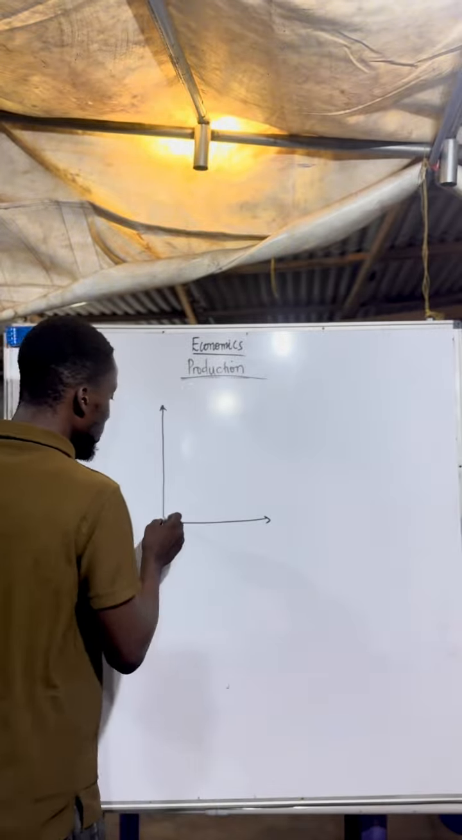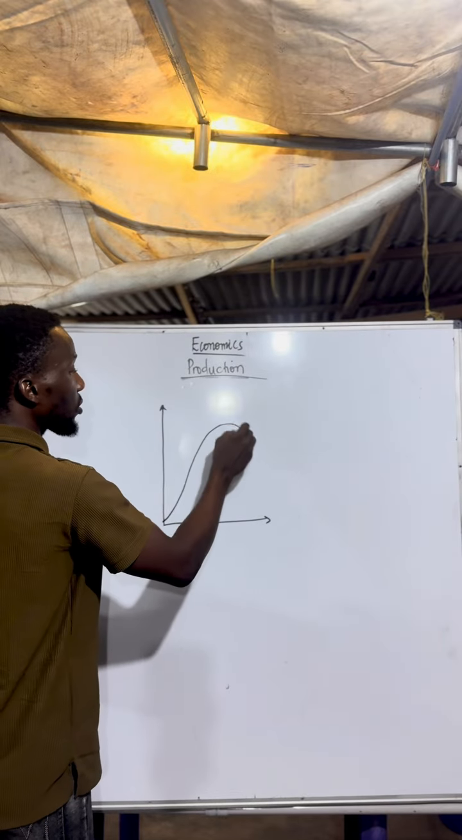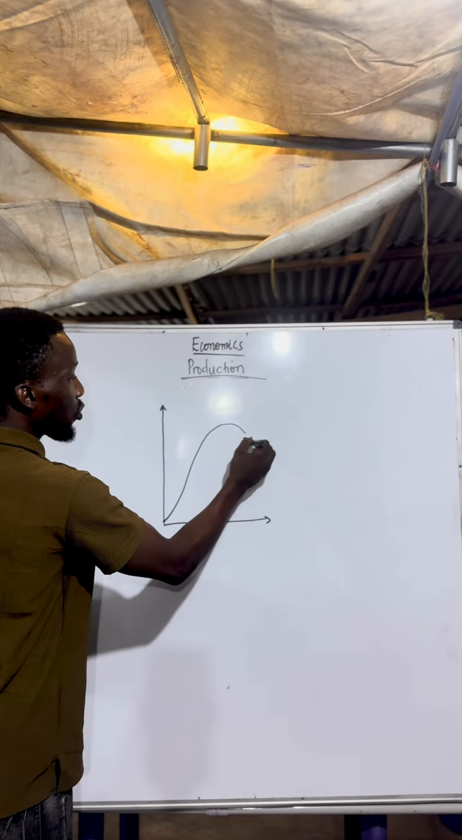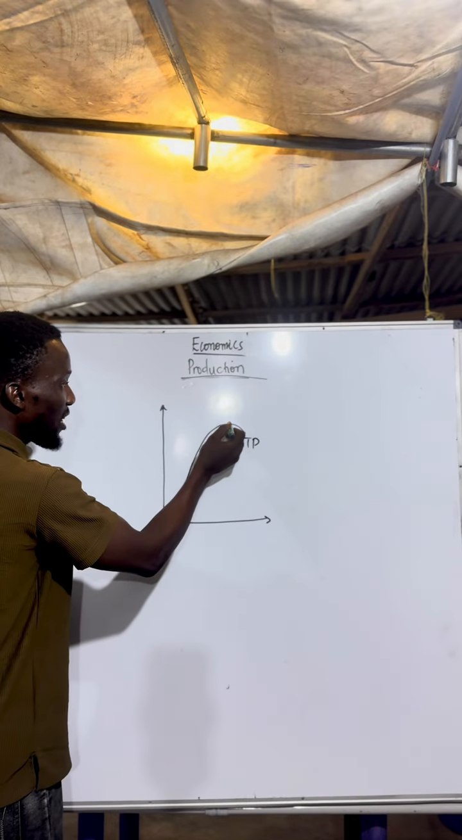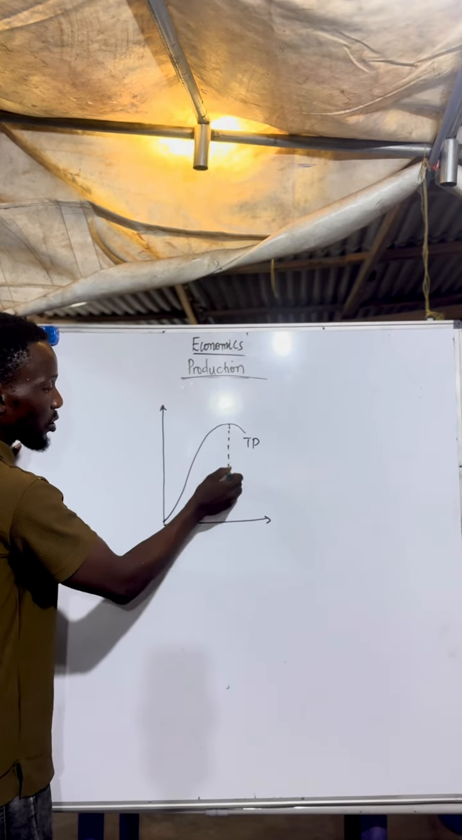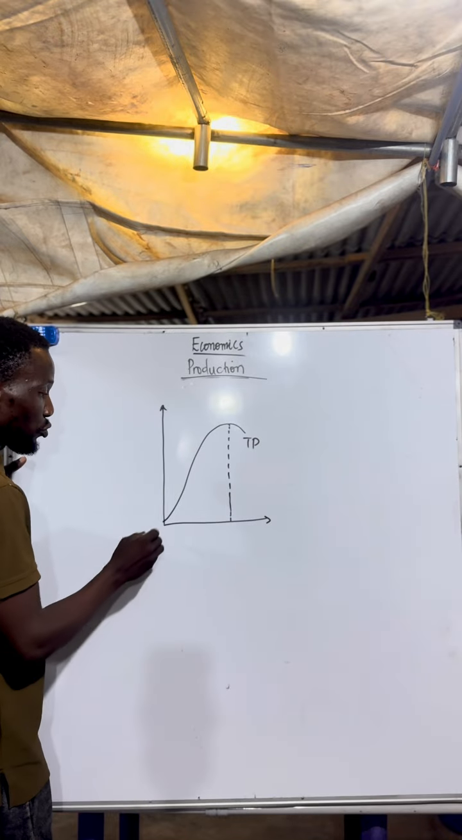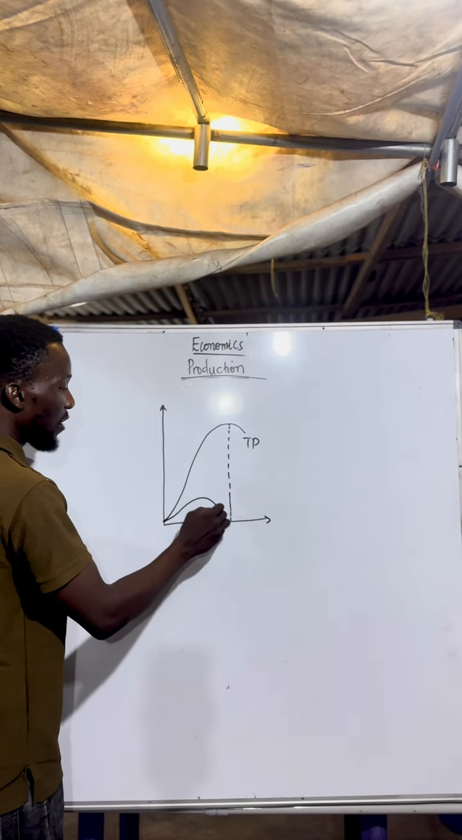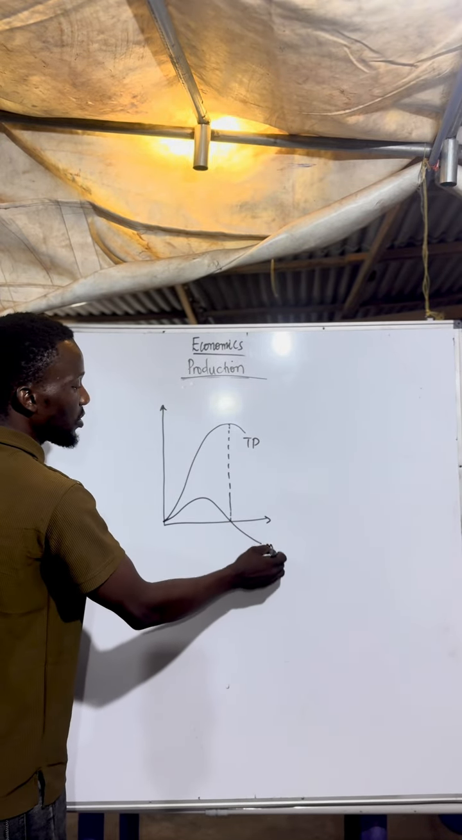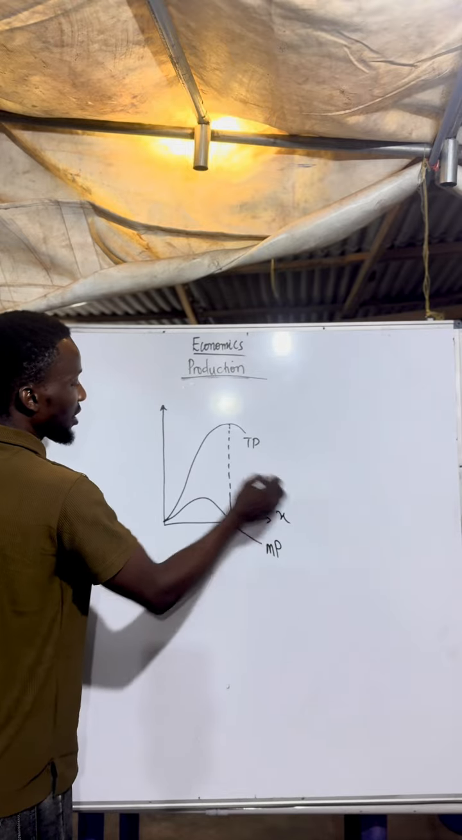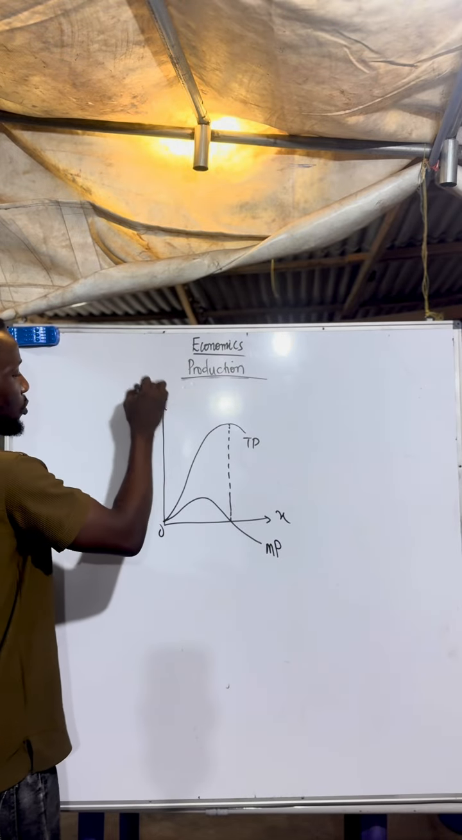Please look at it. This will be my total product. Are you with me? This is my total product. And at this very peak here, I will draw a dotted line. Please understand what I'm trying to do here. Then from here, I will have my marginal product. I'll call this my MP. This is the x-axis, this is 0, and this is the y-axis.